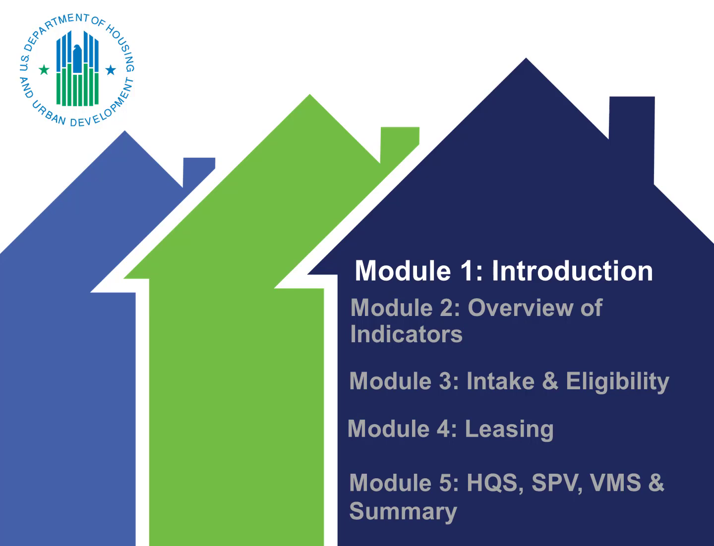Module 3 covers managing intake, determining eligibility and continued eligibility, and focuses on indicators 1, 13, 3, and 10. Module 4 covers managing leasing and focuses on indicators 2, 3, 4, 7, 8, 13, and 15. And finally, Module 5 covers managing HQS, special purpose vouchers, and VMS, and covers indicators 5, 6, 11, and 12. This module also provides a training summary and key takeaways.